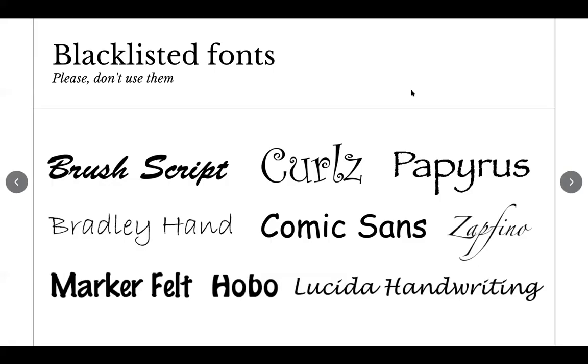One more thing I want to talk about is blacklisted fonts. You can see some of the blacklisted fonts here, and essentially these are fonts that graphic designers avoid. These fonts are either so overused that they've become cliche, or they have such a specific look to them that they really just stick out too much. Please do not use these fonts in your designs.